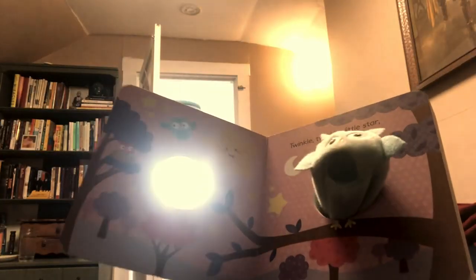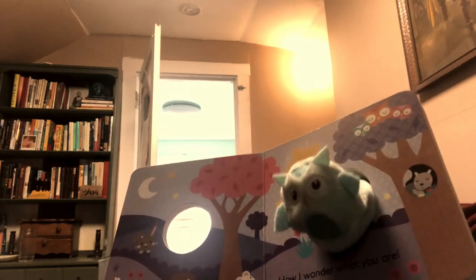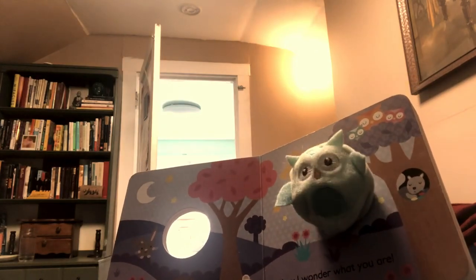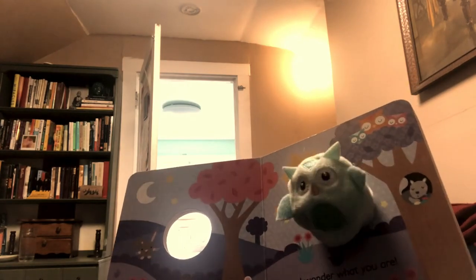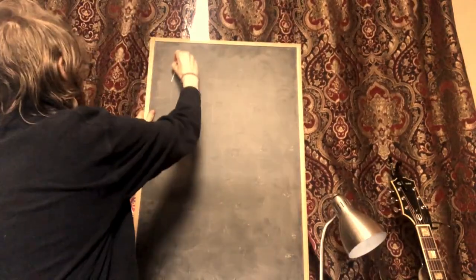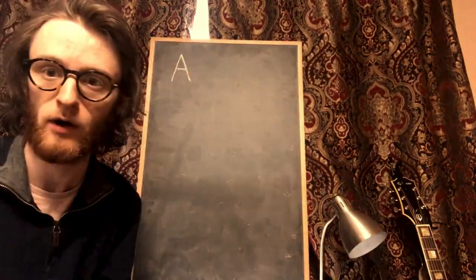Twinkle, twinkle, little star, how I wonder what you are. That's the first part, Mr. Geer. Twinkle, twinkle, little star, how I wonder what you are. Okay, that's the first section. The first section we're going to call A. Alright, A. Alright, what's next?